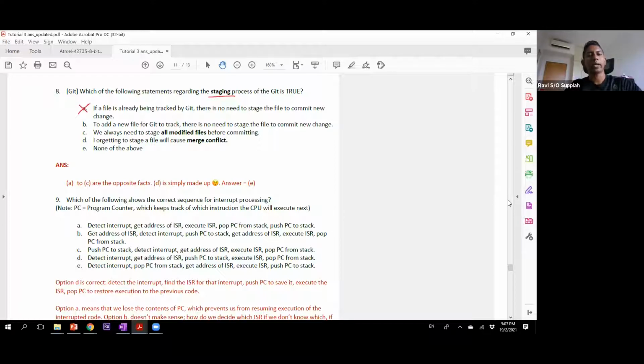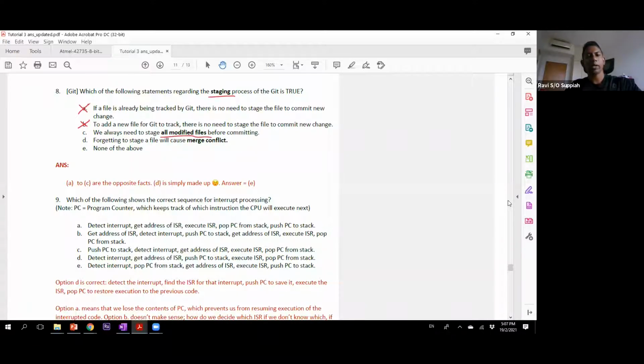Okay. To add a new file for Git to track, there is no need to stage to commit new change. So again, this is similar to the first option here. Whenever you want to commit, you must stage. So that is the standard process. Okay, part C, we always need to stage all modified files before committing. So the key thing is this: all modified files.